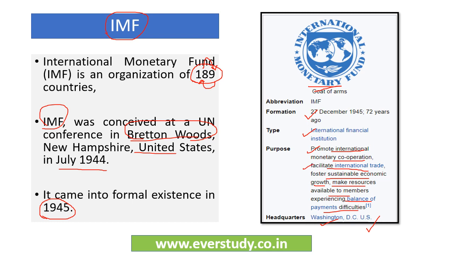It wants to make sure that there is international monetary cooperation, and if any member is suffering from balance of payment difficulty, that is, it does not have adequate forex reserves to meet its import obligations, then IMF is also going to help in this regard. And further, it is in general concerned with the overall sustainable economic growth of the countries of the world. So this is broadly the objective of IMF.